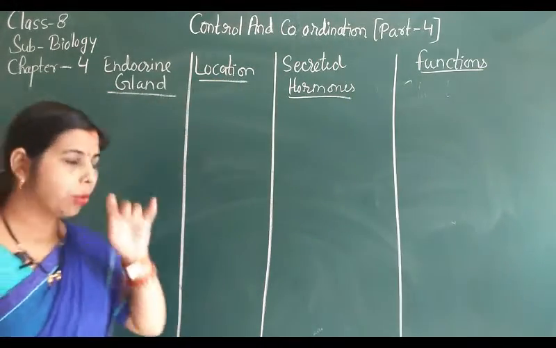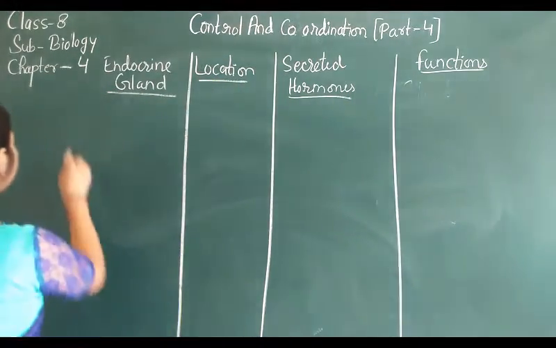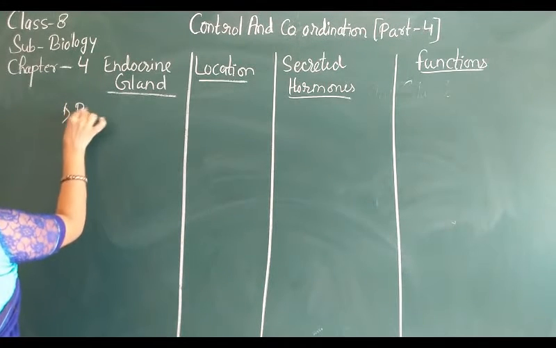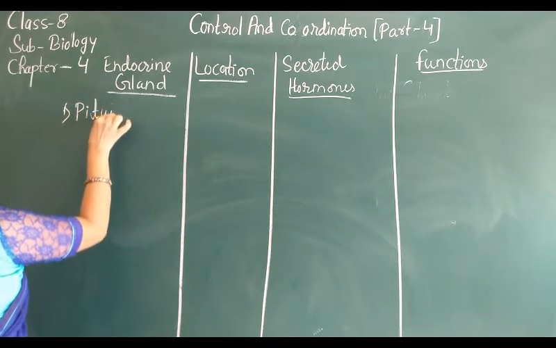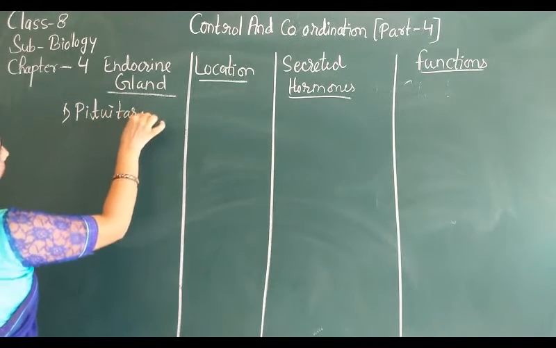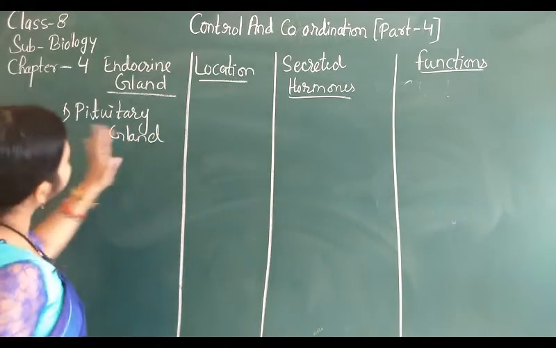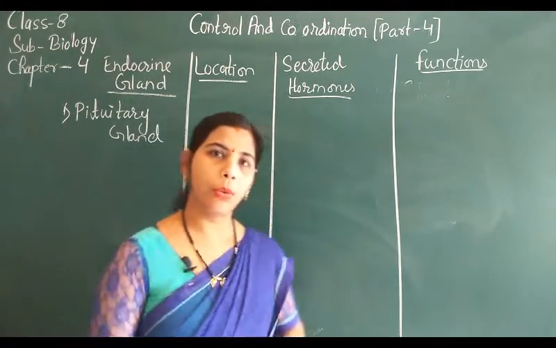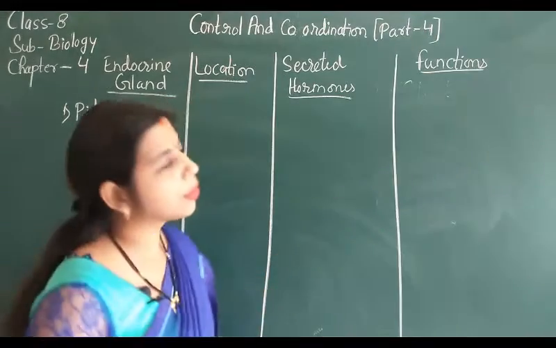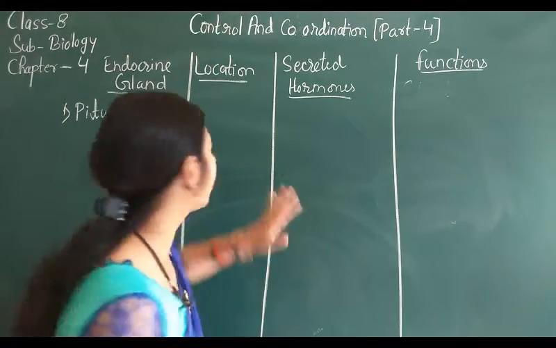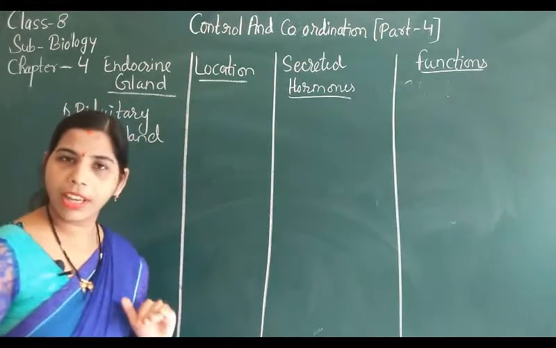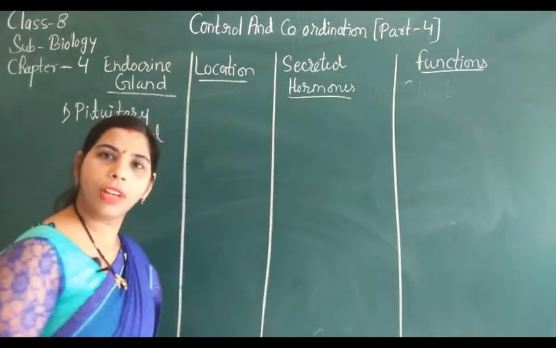So the first endocrine gland is the pituitary gland. This pituitary gland is also known as the master gland. Why it is known as the master gland, I will tell you later on. First see the location. Where is it located? It is located at the base of the brain.